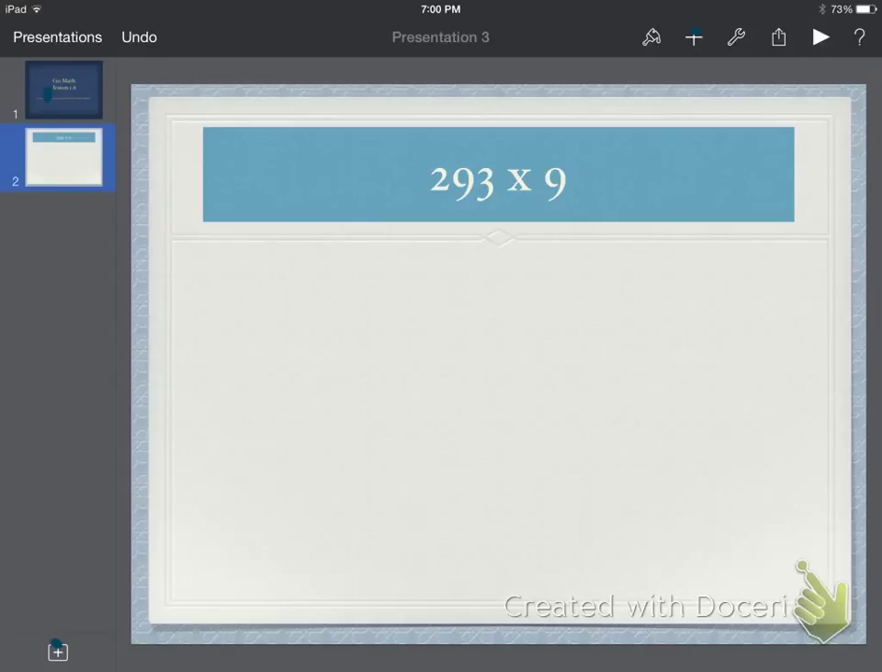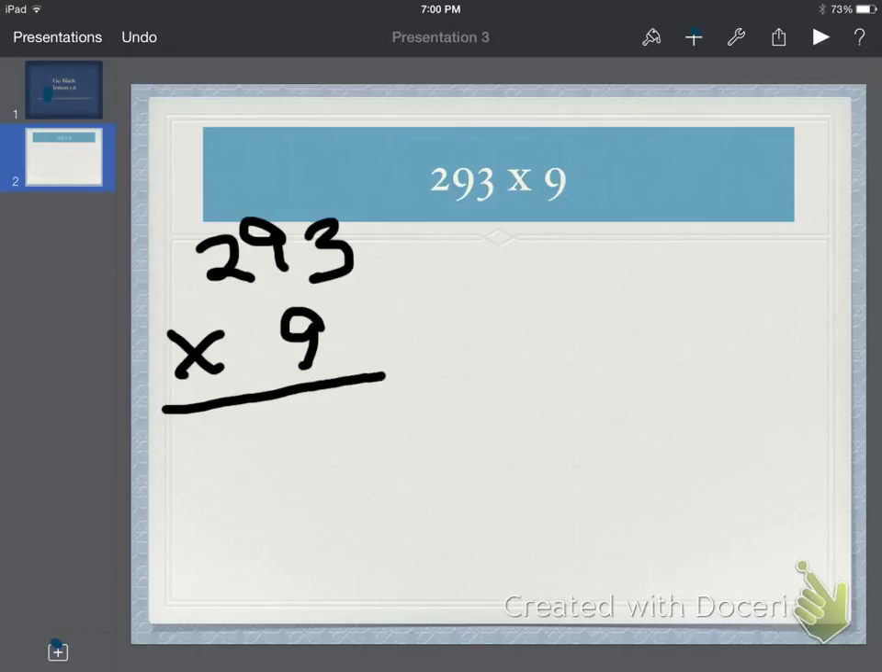When we write 293 times 9, we write the 3 digits on top times 9. But what are we really writing or doing when we use the standard algorithm? Let's break it down a little bit more so we can see what we're actually doing.